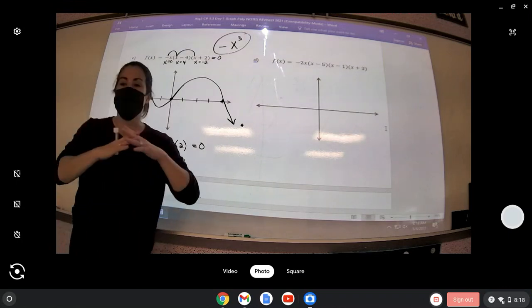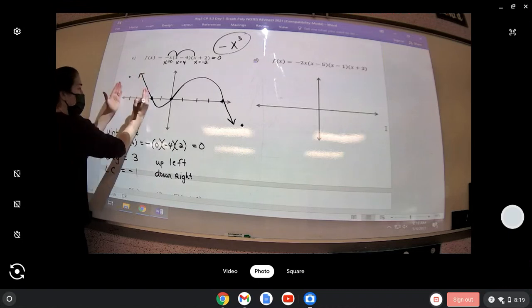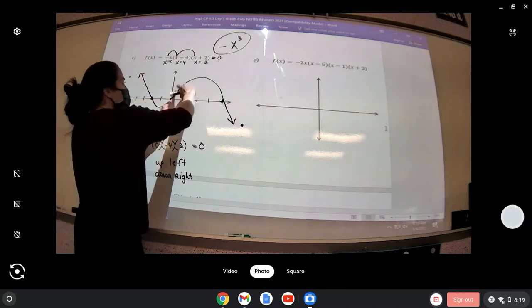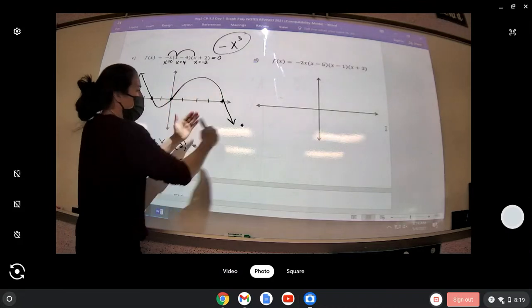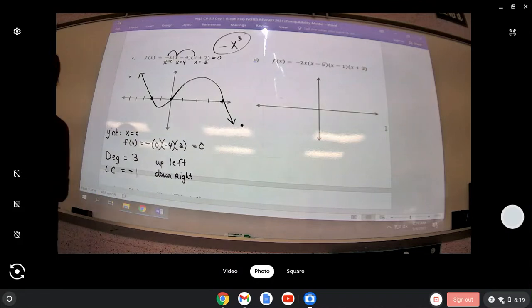And again, it's just a sketch, but everybody's graph should be up here for these x values. It should be down here for these x values. It should be up here for those x values, and then it should be down here for any of those x values to the right. And that's all we care about.